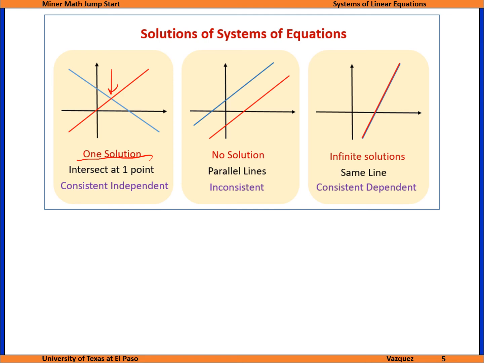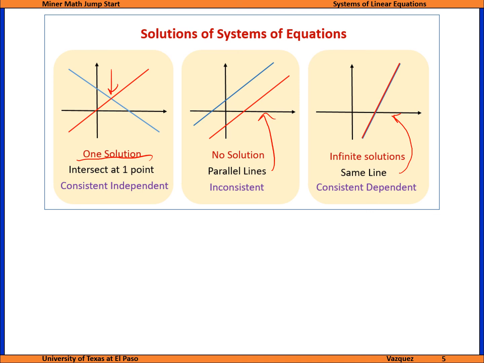But what about parallel lines? Well, parallel lines never cross. So where's the solution? As you can read there, they have no solution because parallel lines will never cross. And then we have one where we have the same line. If it's just a line on top of the other line, well, they're crossing at every single point on that line. So that's why there are infinite solutions, because every single point on that line will be a solution.